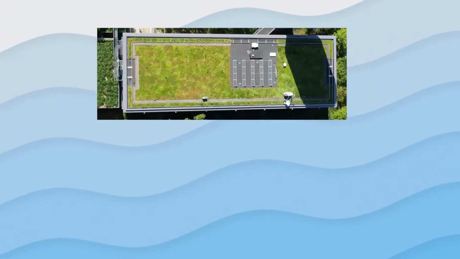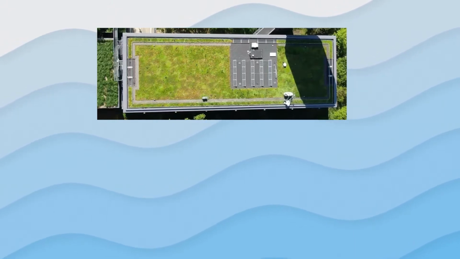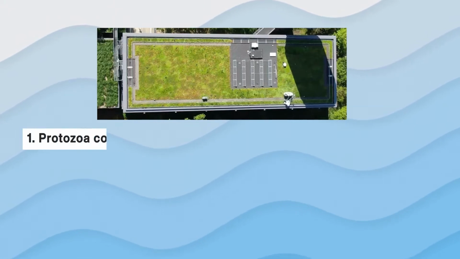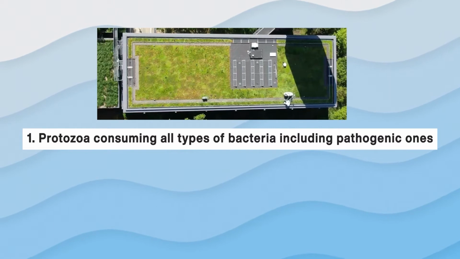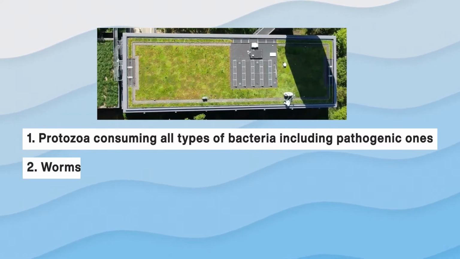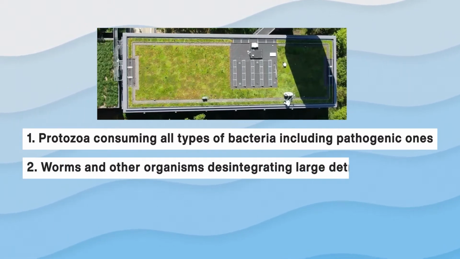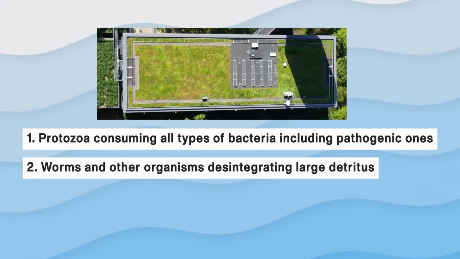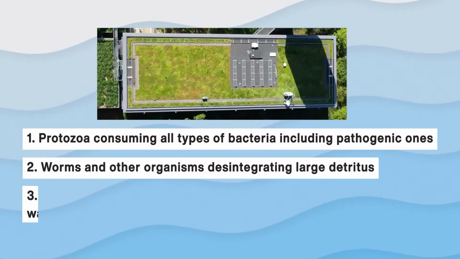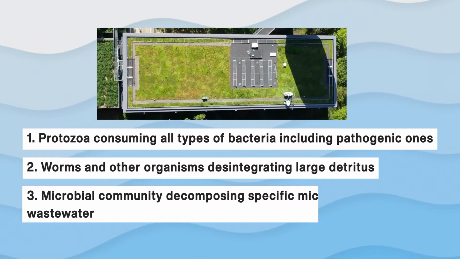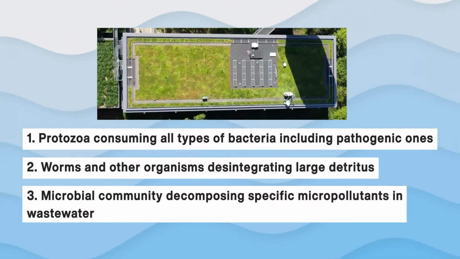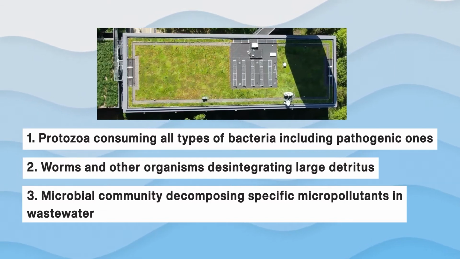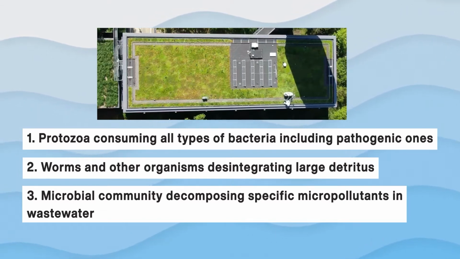Could you give any other examples of such processes, Ms. Doolittle? The growth of protozoa, which consume all kinds of bacteria, including pathogenic ones. Increasing worm biomass and other organisms which disintegrate a large detritus. Improving diversity of bacteria which decompose specific micropollutants in wastewaters. Stop! Thank you. Let's first solve a problem.